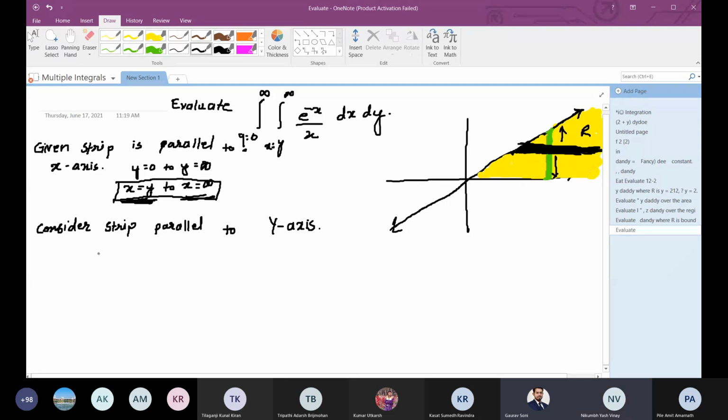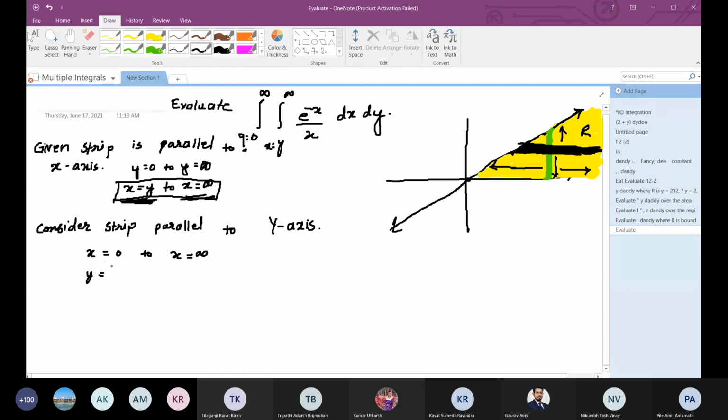Once we have a vertical strip, can you tell me the limits? Zero to x. If you have a vertical strip, which variable becomes constant? x becomes constant. You will move the strip like this now. If you have vertical, the movement will be like this. The movement will start from this point and go to infinity. So x is running from 0 to infinity.